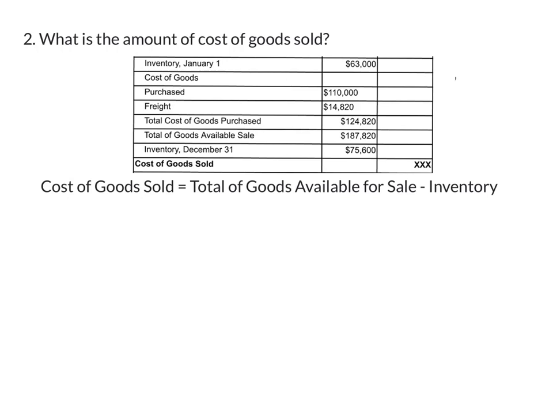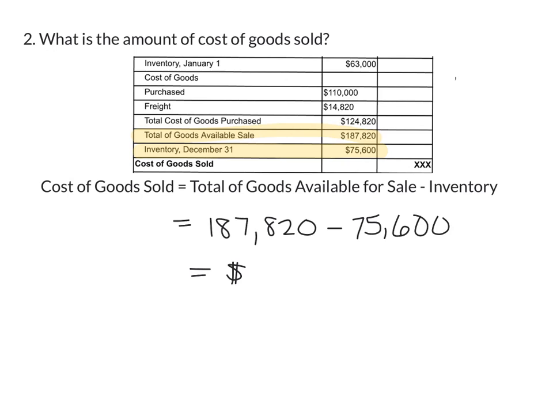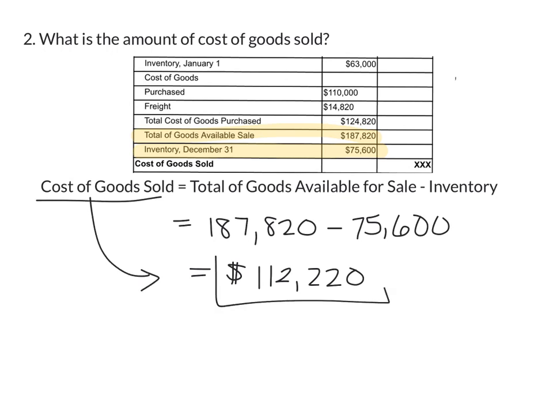Next, we're asked to find the cost of goods sold. The cost of goods sold is found by taking the total of goods available for sale and subtracting the inventory. Now we're going to subtract the inventory on the last day of the period that we're looking at. So since we're looking at January 1st to December 31st, we're going to take the amount of inventory on December 31st. So that means that our formula becomes $187,820 minus $75,600. So when we subtract those two values, we'll get a final value of $112,220. And that is the cost of goods sold. And if we're completing our income statement, we would put that in this cell.